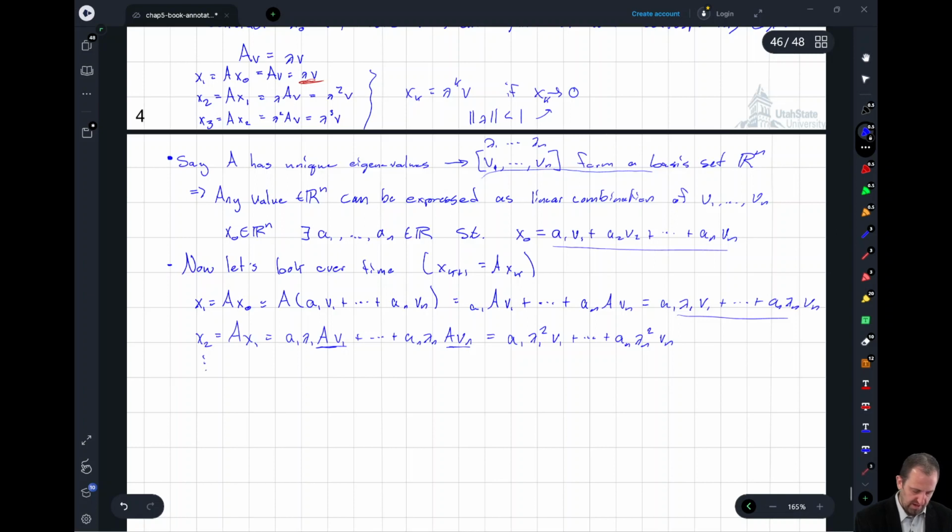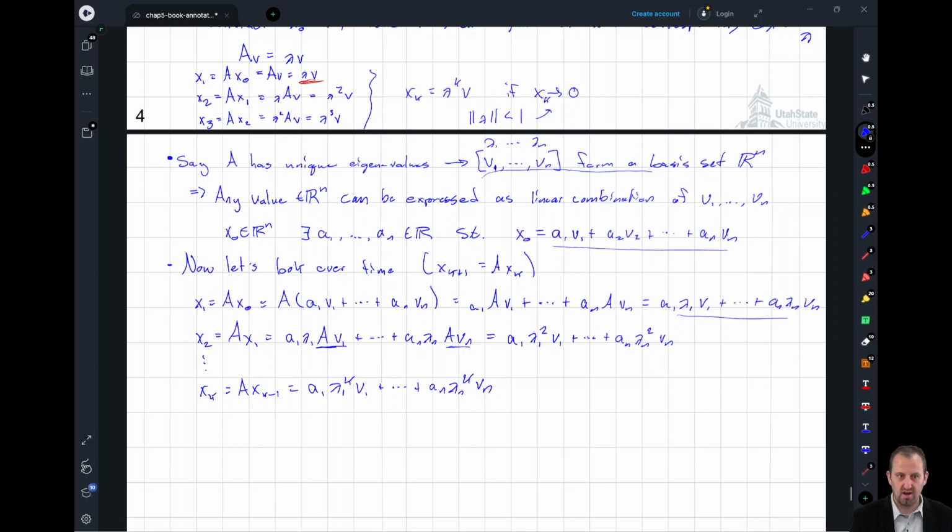If we keep going, we have x of k equal to A x of k minus 1, which is just going to be equal to a1 lambda 1 to the k times v1 plus dot dot dot an lambda n to the k times vn, which is really quite cool. So if we want our system to converge, so x of k to go to 0 as k goes to infinity.